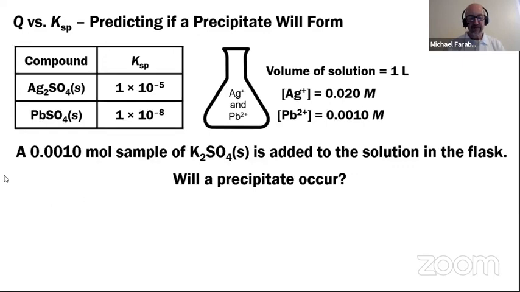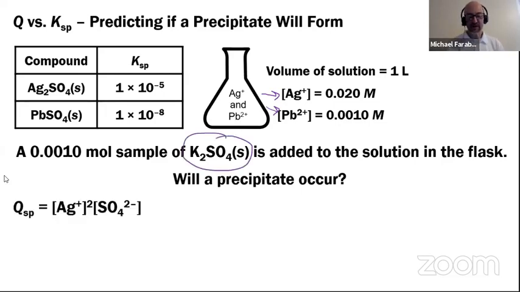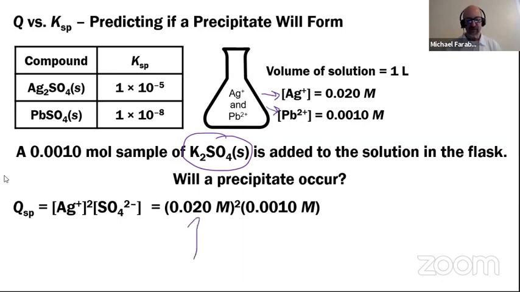Now, what if you have a solution that contains more than one ion? Here we have some silver and some lead, and we're given the KSPs for each one, and we're going to add a sample of sulfate, potassium sulfate. Will a precipitate occur? There's our Q for silver, and they told us that the concentration of silver was 0.2. So there's my concentration of silver. This was the number of moles, but it was actually a 1 liter container, so that is also the molarity. So that is our concentration of sulfate. All right, let's see if we get a value for Q. All right, we'll come back to that in a moment.